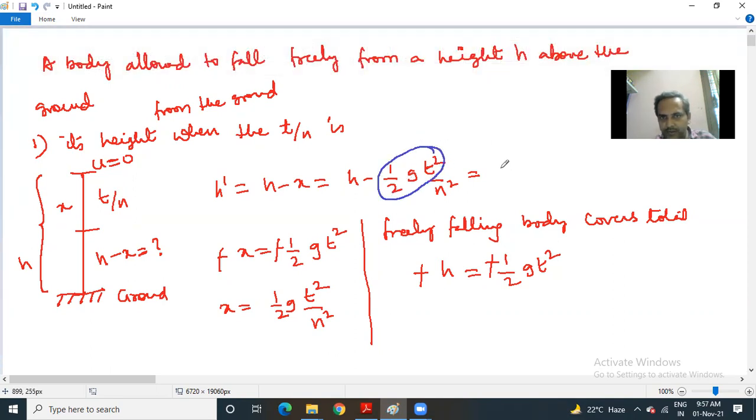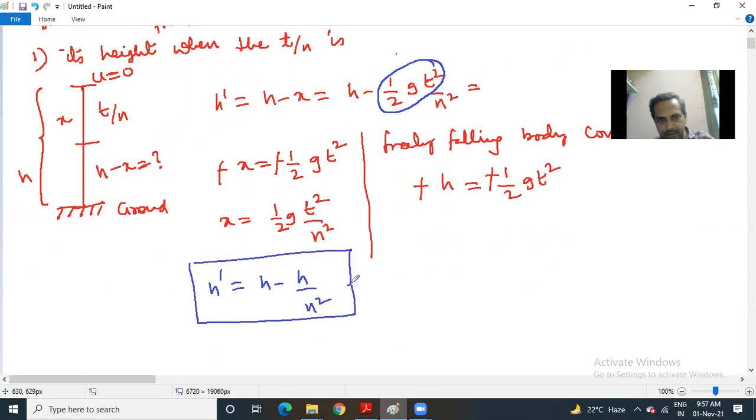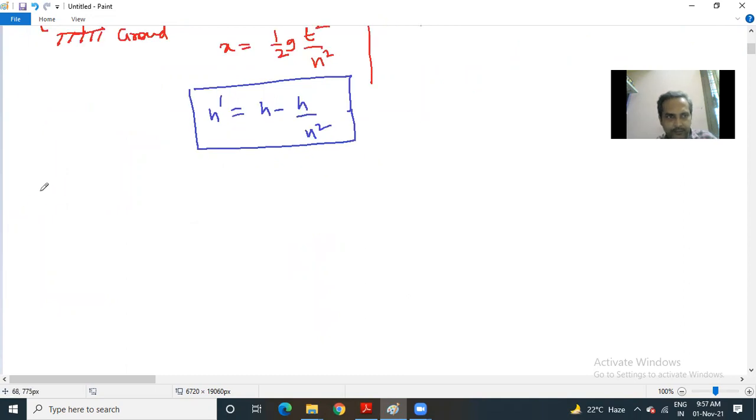So the final answer is h dash is equal to h minus h by n square. So this is the first bit: its height after the nth part of the time of descent. Moving to the next, this is the second bit.